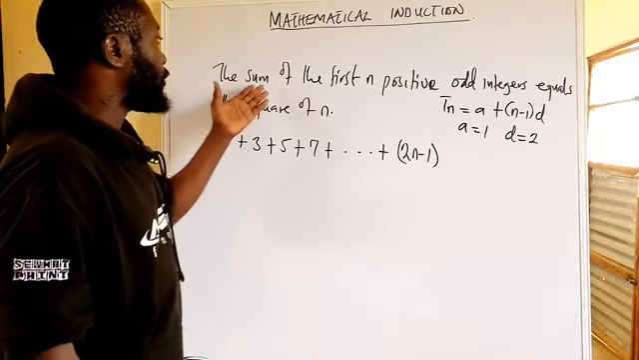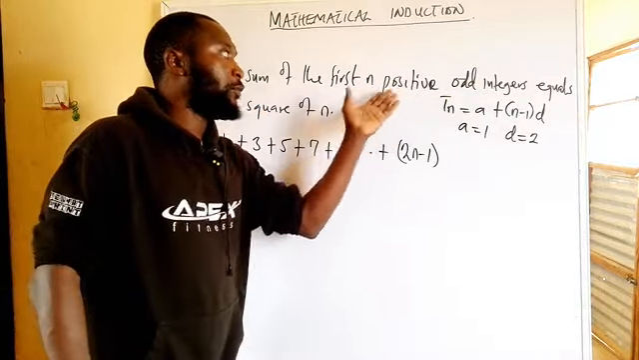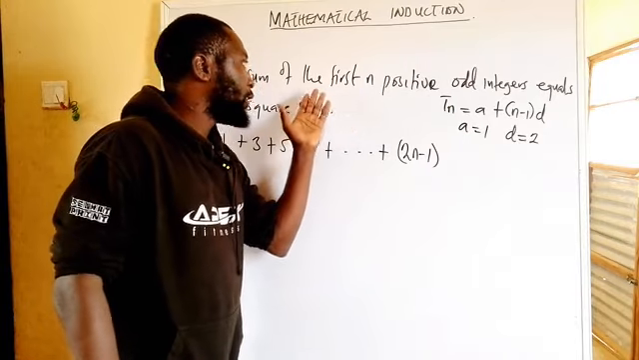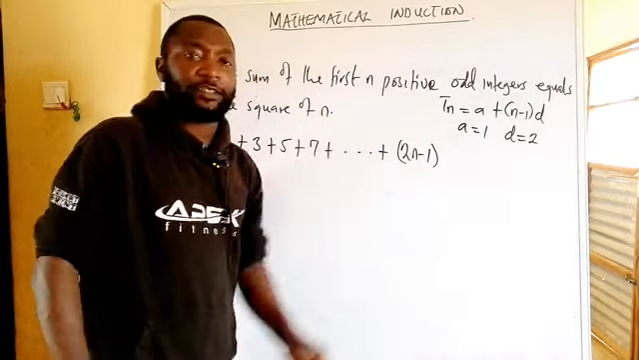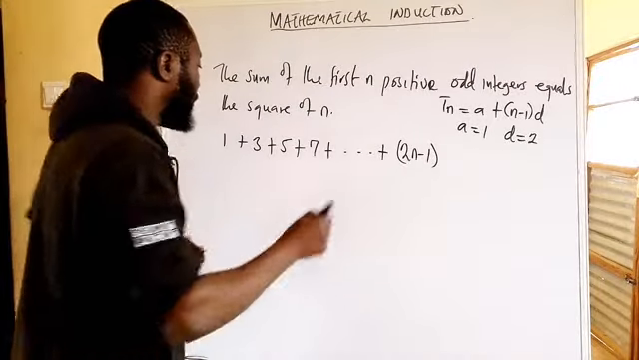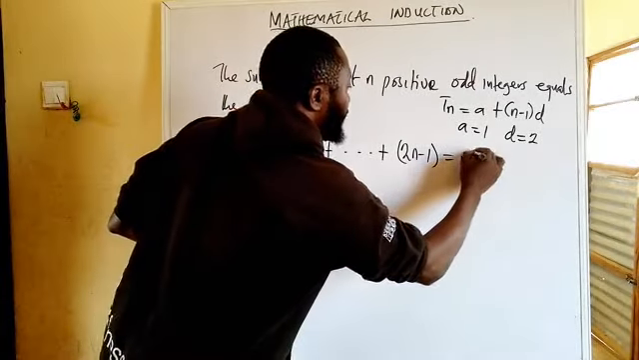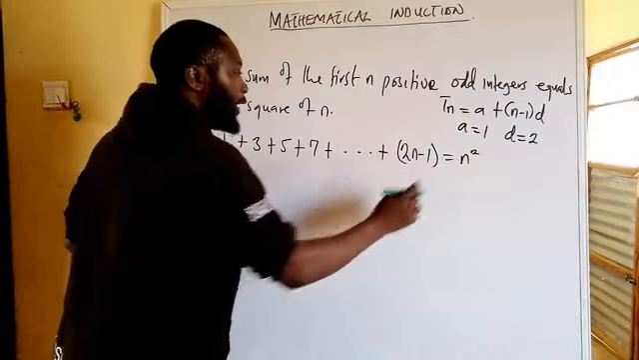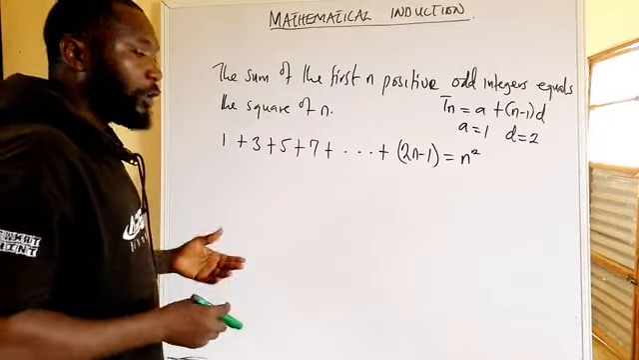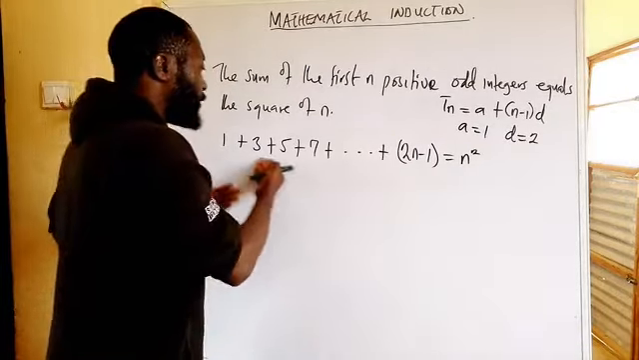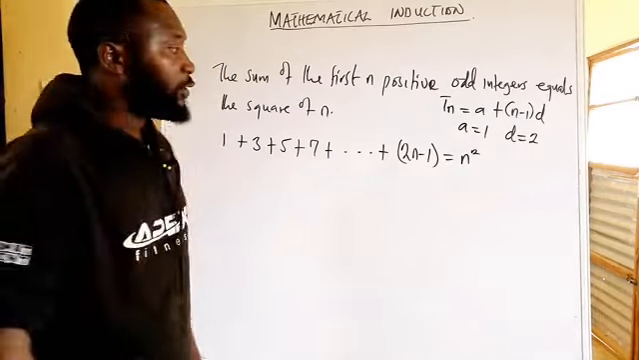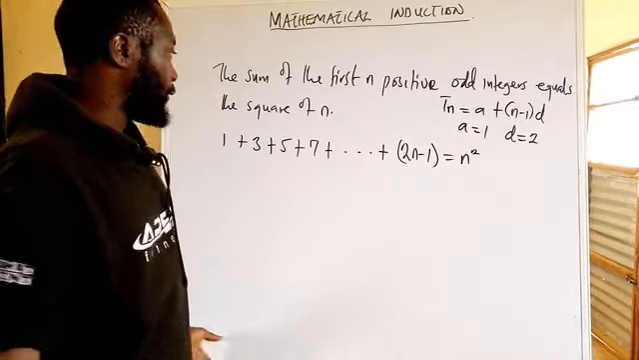Now the question says the sum of the first n positive odd integers equals n squared, meaning when we add everything here together, we are going to have n squared. Now, what we need to do now is to prove this statement. Is this statement true or false?